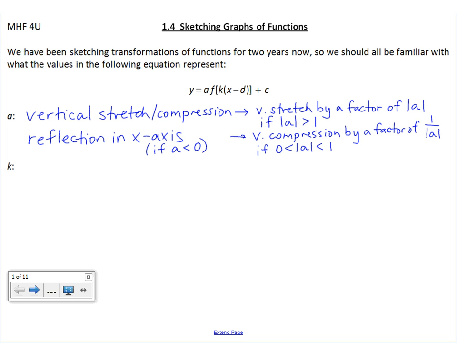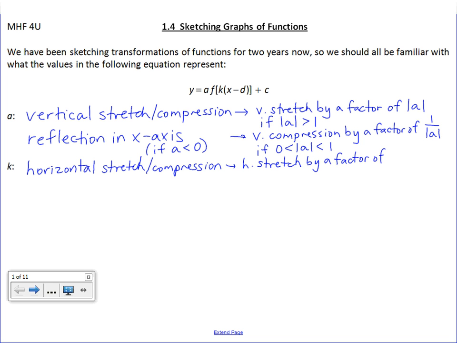Now for K, it's basically the same deal, except instead of vertical, we're talking horizontal. So we've got horizontal stretch and compression. And we're going to do the same thing here. So we have a horizontal stretch by a factor of, now this reverses. So this will be 1 over absolute value of K if 0 is less than absolute value of K is less than 1.